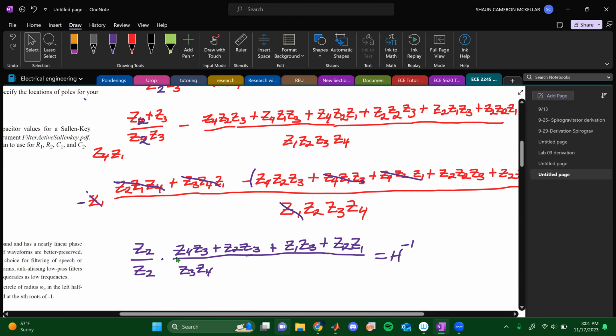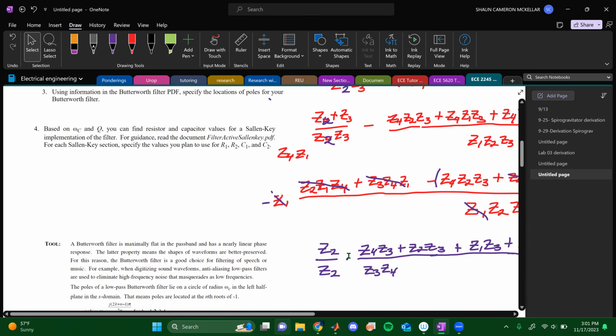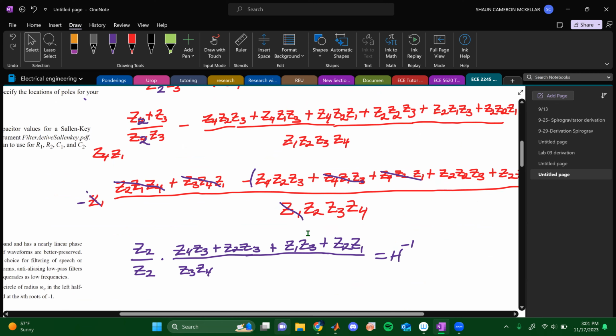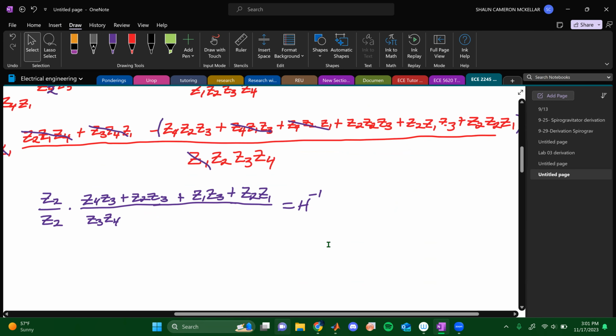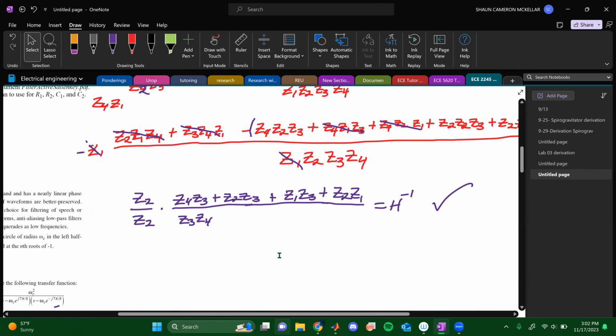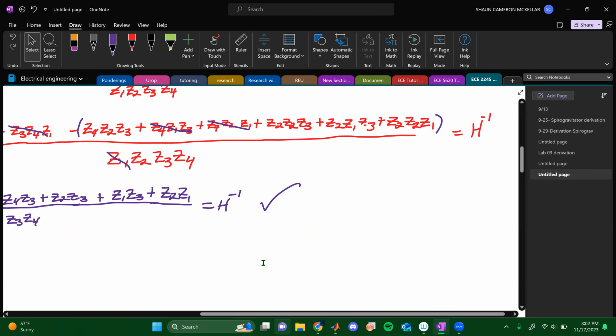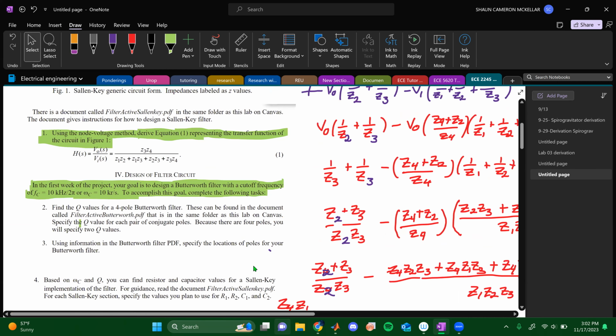Now, I see that this is equivalent to this equation. Let's see. So I have Z1, Z2, so that's 1, 2, 1, 3, 2, 3, 3, 4. And here I've got 1, 2, 1, 3, 3, 2, 3, 4, and 3, 4 in the numerator. Yeah, so this gets you H. So I'm just gonna put a check mark there rather than write out normal H instead of H inverse, but I'll leave that up to you. So that solves part 1.